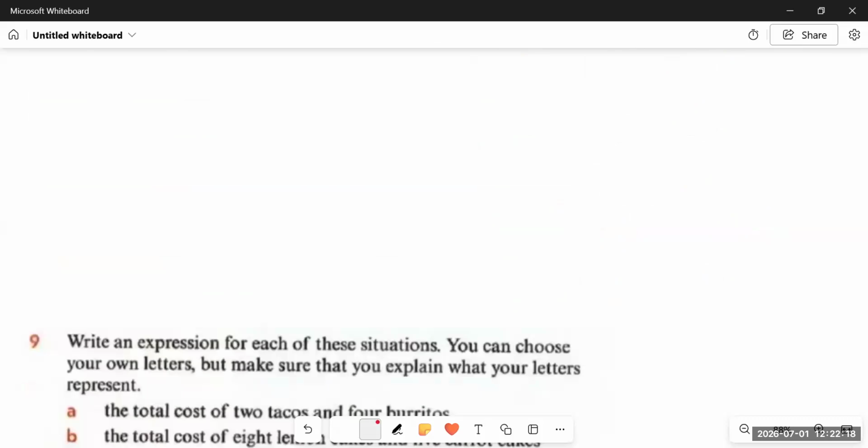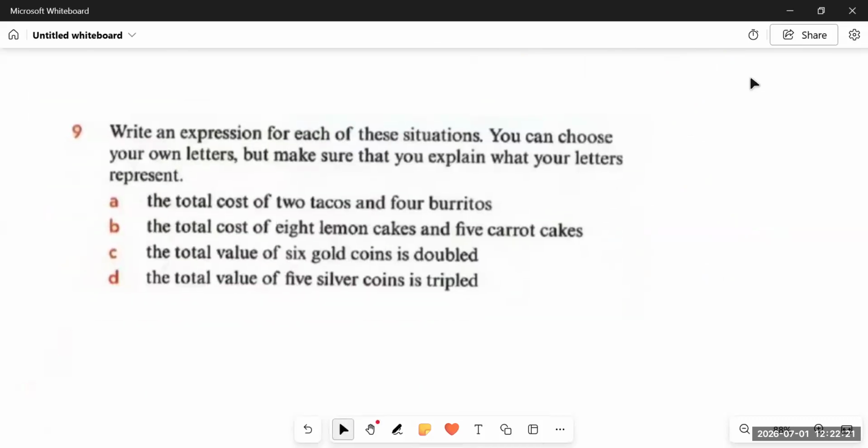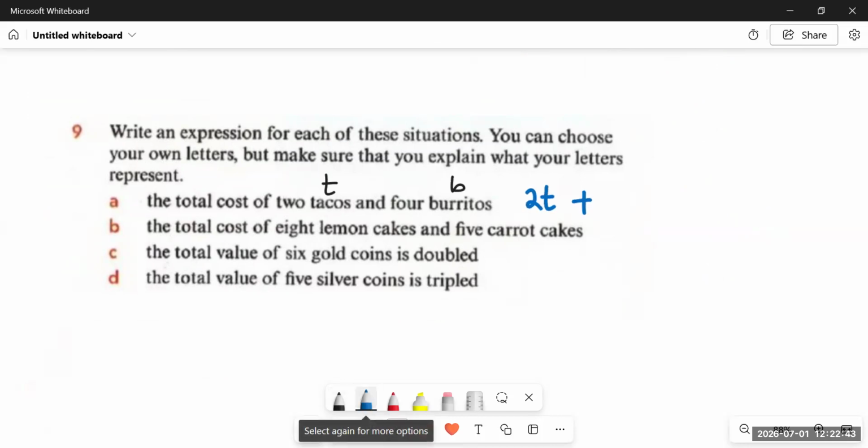Okay. Now, question number 9 says write an expression for each of these situations. You can choose your own letters, but make sure that you explain what your letter represents. So, the total cost of 2 tacos and 4 burritos. Let's say the tacos are represented by T and burritos by B. So, it will be 2T plus 4B. Why? Because we are finding the total cost, total value. Okay, in all these cases, we have to find out the total of 2 or more things. So it would be addition.